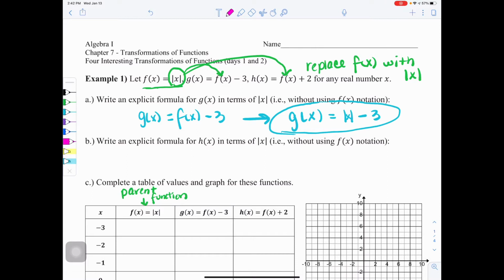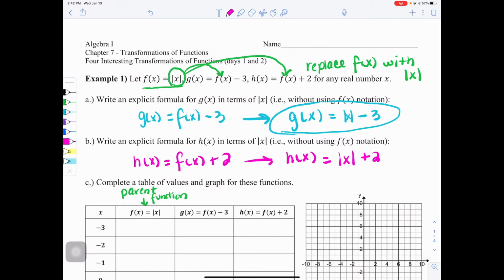Then, in part B, write an explicit formula for h of x in terms of the absolute value of x without using f of x notation. So again, we started out with h of x being equal to f of x plus 2, but that's going to change into h of x equaling, in f of x's spot, we will replace it with what f of x equals, which is the absolute value of x, and then plus 2.